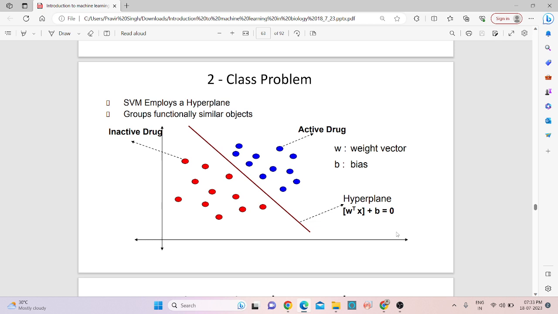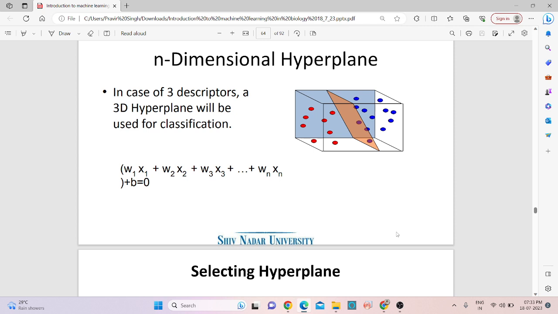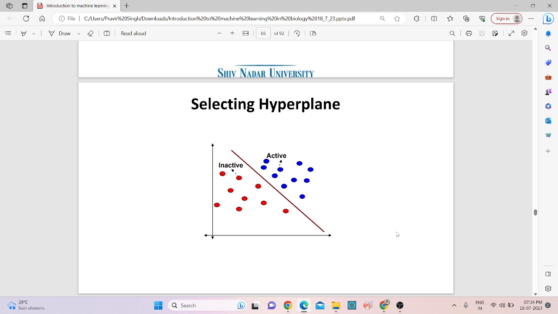Here I am showing, given a set of attributes, descriptors, we are going to find out whether a drug is going to be active or inactive. If we have two descriptors, we can use a line to separate the data into two different groups. Suppose we have three descriptors, then we have to use a plane. On one side of the plane, active molecules are located, and on the other side of the plane, the inactive molecules cluster together.